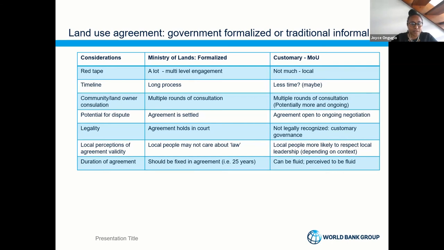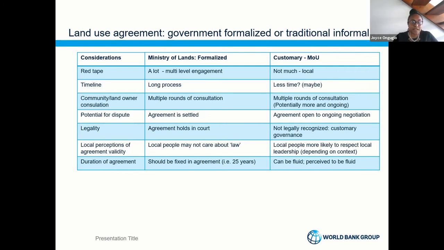And so what you can see in the table is some of the considerations can be red tape. So it means a lot of multi-level engagement, a lot of stakeholders. The formalized way is engaging stakeholders. The customary way is looking at MOUs. So there's not much engagement, it is mainly local engagement. The social structures are already set in the customary setting, but not necessarily recognized or looked at from the formalized setting.